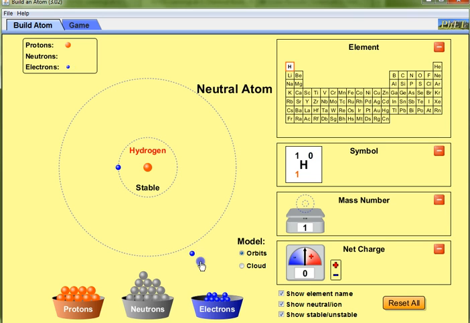Now let's take out both the electrons from here. Now this is a hydronium ion, correct? It's the H plus ion. What about this? Do you think this will exist? You can see the charge on this one. It has a mass number of 1, charge plus 1. Do you think this exists?